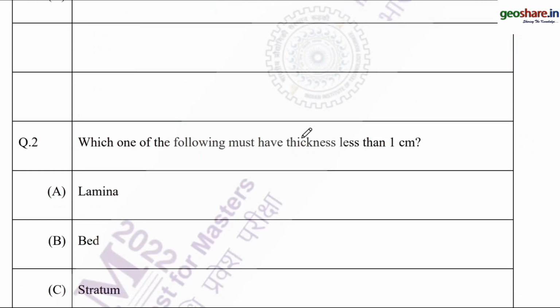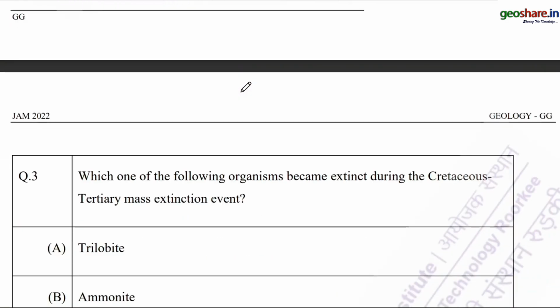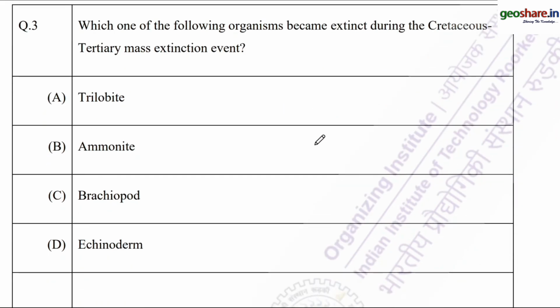Which one of the following has thickness less than 1 centimeter? And the answer is lamina. Which one of the following organisms became extinct during the Cretaceous-Tertiary mass extinction event? Ammonite.